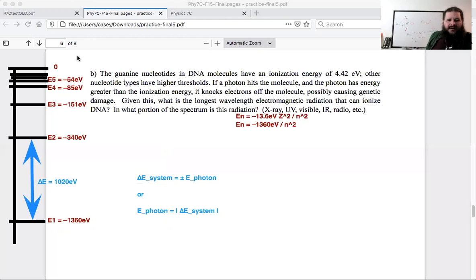So that's what we're dealing with here, except in this case, the molecules are part of DNA, and we don't really want them to lose electrons because that causes genetic damage. So we want to know what sort of light, what color of light is capable of doing this. In this case, though, the amount of energy the photon would have to have is 4.42 electron volts or more. We want to know what wavelength is going to make that happen. So what formula can we use to relate the energy of one photon versus the wavelength?